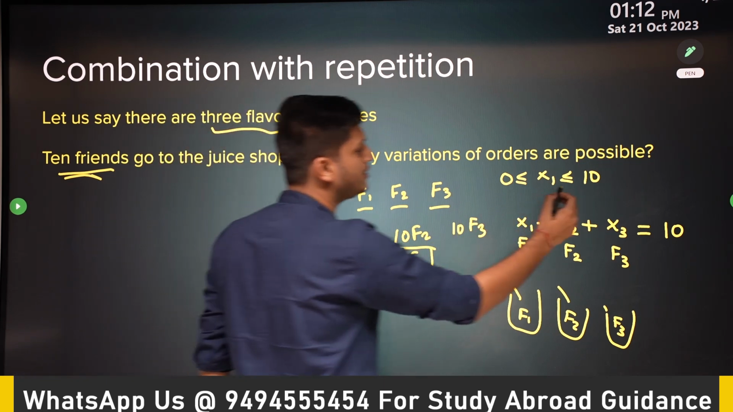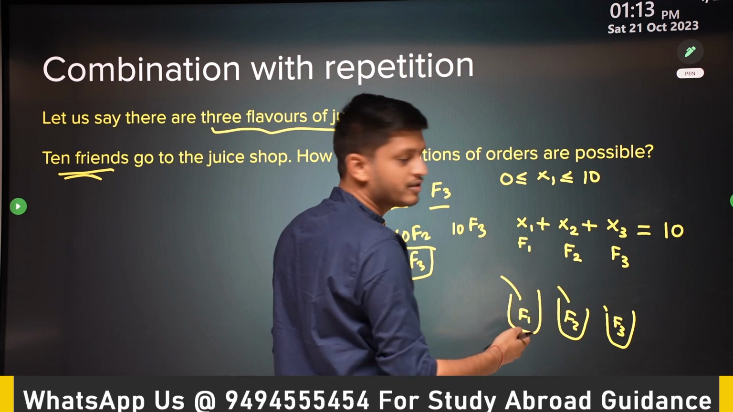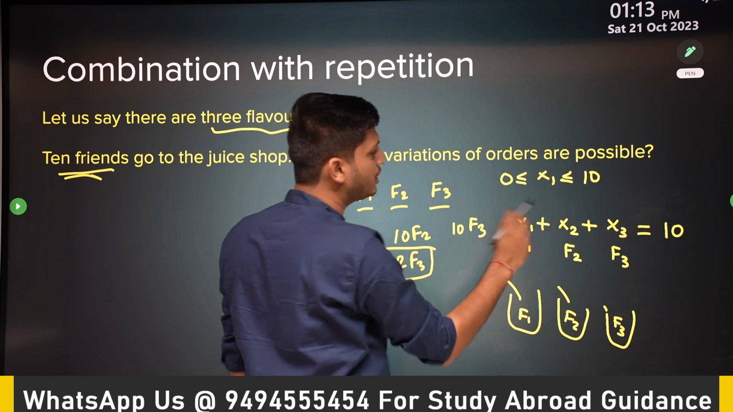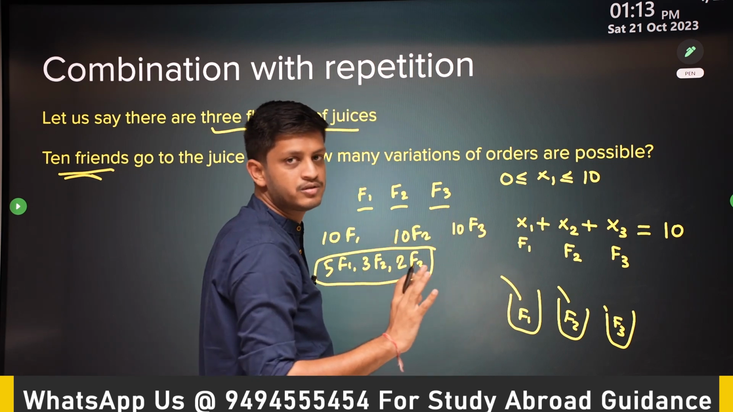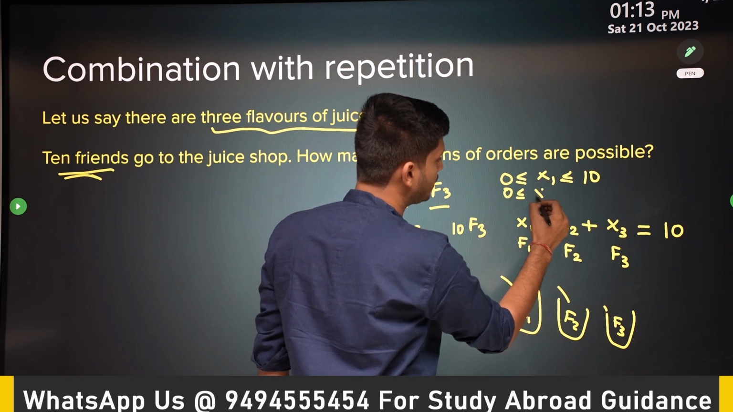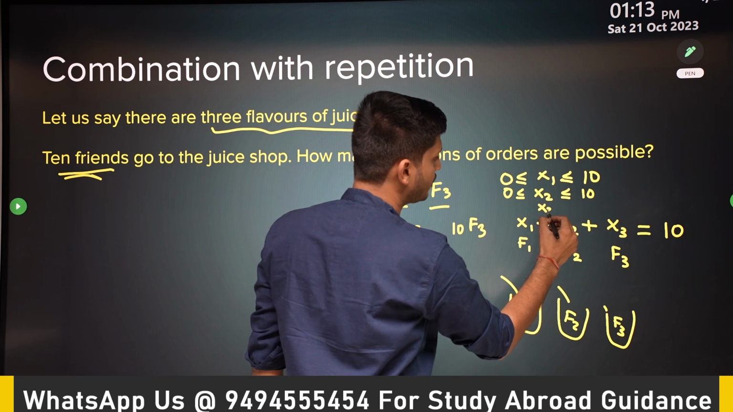See, why am I adding 10? Because x1 cannot be greater than 10. But you cannot have 11 F1 flavored juices, right? So yeah, you can even skip this condition. The only condition is x1 has to be greater than or equal to 0, right? It can be 0. Similarly, x2 should also be greater than or equal to 0 and less than or equal to 10, and x3 should also lie between 0 and 10.